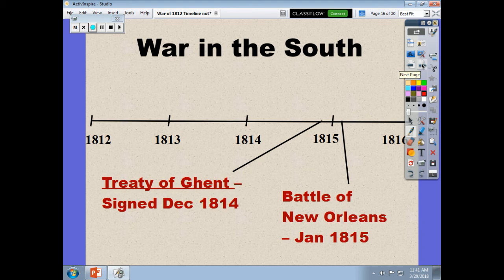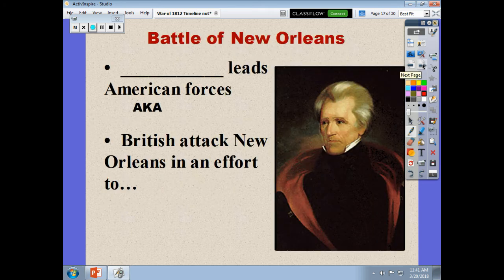War in the South. We got two different things happening here. We've got the Battle of New Orleans and the Treaty of Ghent. We're going to start with the Battle of New Orleans, and we have this guy by the name of Andrew Jackson. Andrew Jackson is going to lead the troops at New Orleans. He's sent down there to lead them. He has got a nickname. His nickname is Old Hickory.